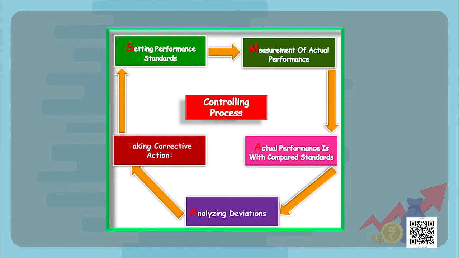While controlling, we follow a specific path. So let's discuss the steps of the controlling process. The first step is setting performance standards. Then we have measurement of actual performance. Then we compare the actual performance with the standards that have been set already. Then we analyze the deviations and then we take corrective action. Now let's discuss this process in detail.